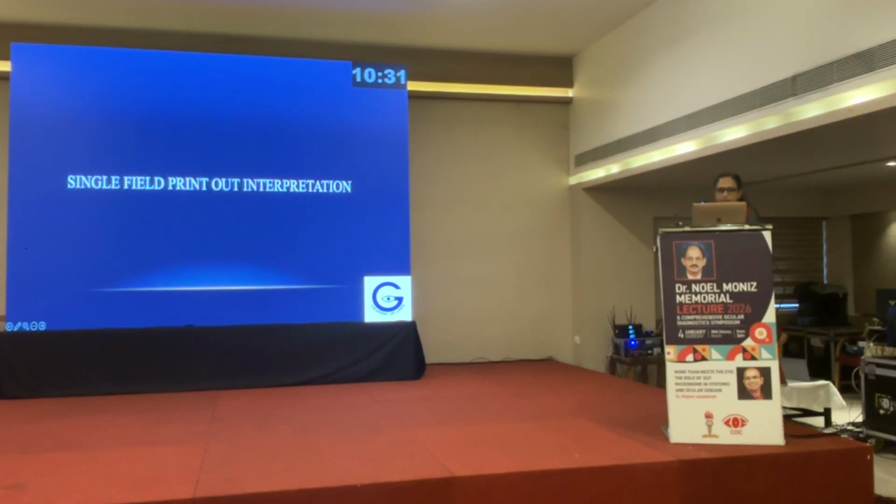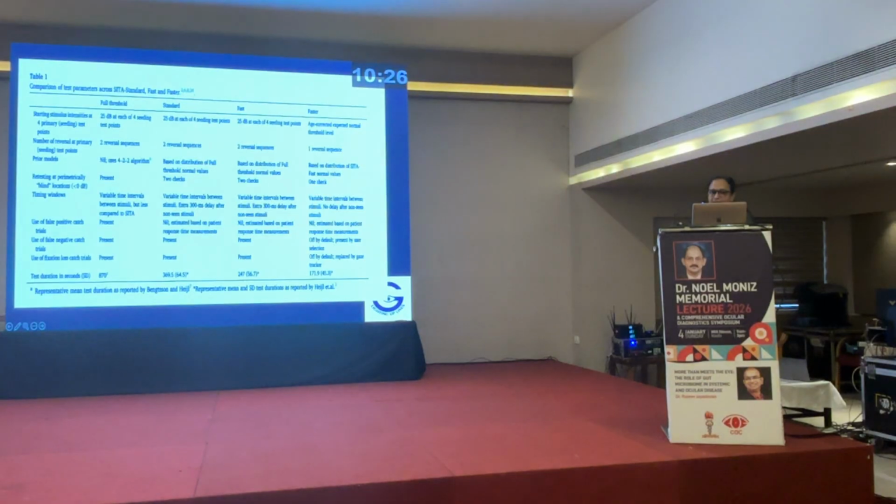We'll move on to single field printout interpretation. Currently we use SITA Standard, SITA Fast and the recent SITA Faster. SITA Standard takes about 6 minutes, SITA Fast about 4 minutes and SITA Faster less than 3 minutes. They adjust the time by using other methods to find out false negatives, false positives and so on. I'm not going into the details.